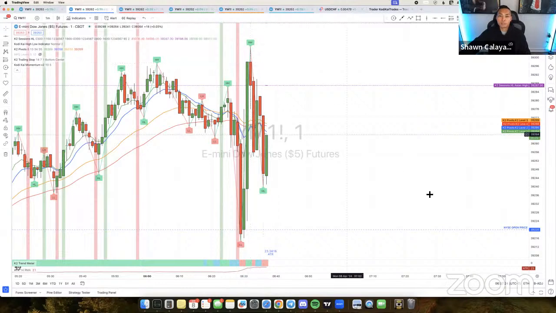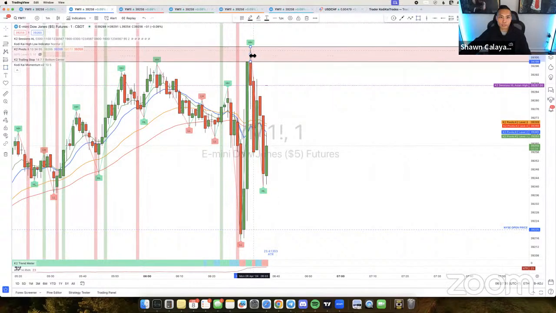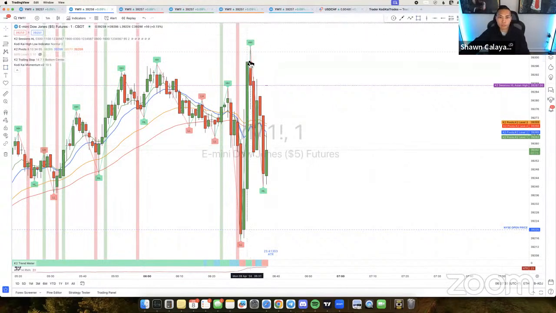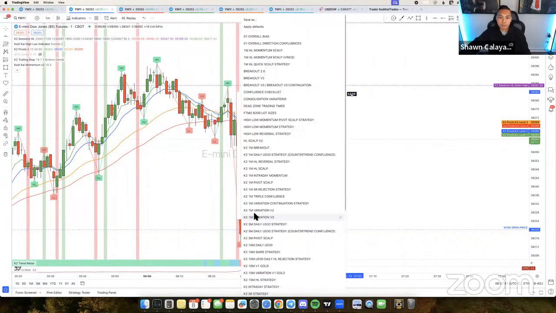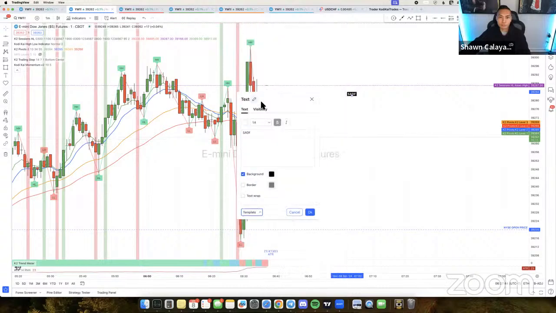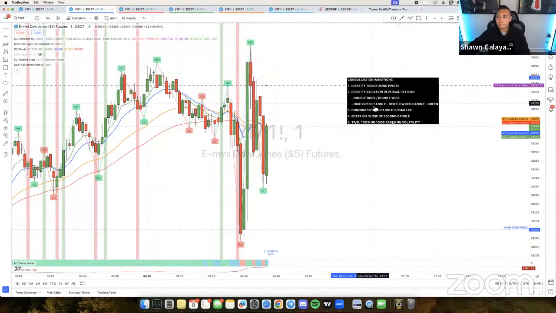So you'd only be looking for trades in the direction of the trend. Going back to your question, Madhu, you're asking if the high was red. The high doesn't matter if it's a double body. You're looking for one or the other. You're either looking for a double body, double wick, that's one of the setups, or you're looking for a high with a green candle followed by a red candle. So it's one or the other, it's not both. Let me put this back up right here. That's why there's two options there.